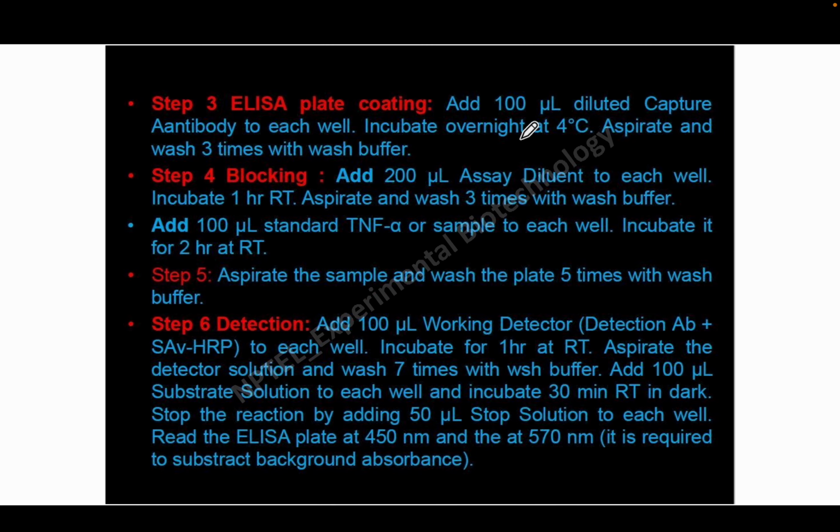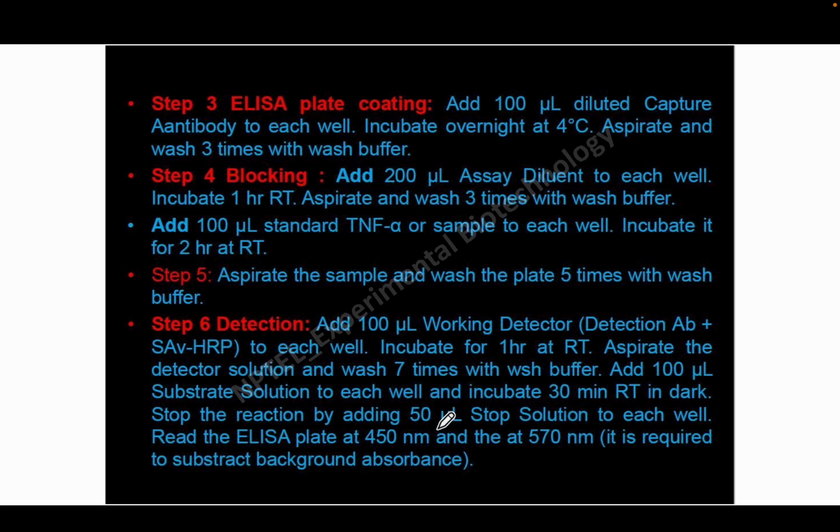For ELISA plate coating, you have to coat the plate and block with BSA. Then comes detection. Now you add 100 microliter of working detection antibody plus HRP to each well and incubate for 1 hour. Aspirate the detector solution, wash 5 to 6 times, add 100 microliter of substrate solution to each well and incubate for 30 minutes in the dark.